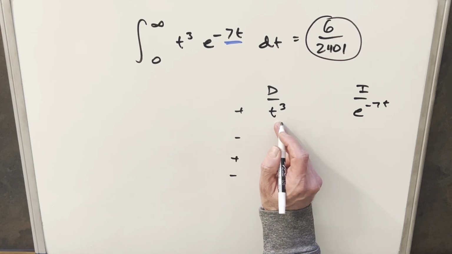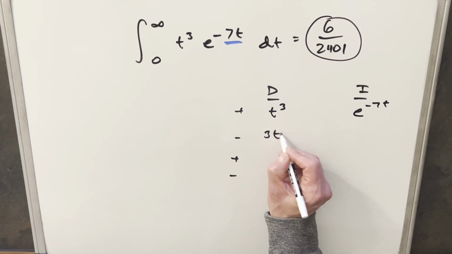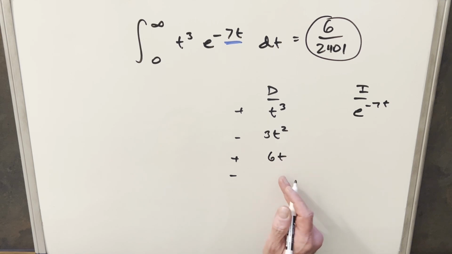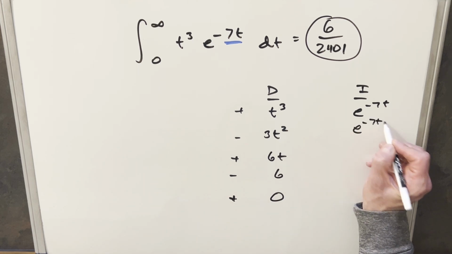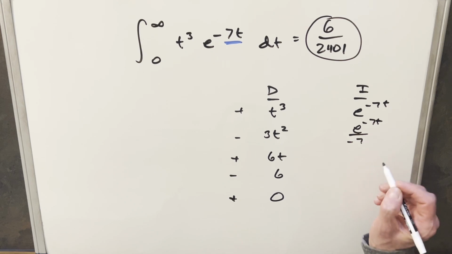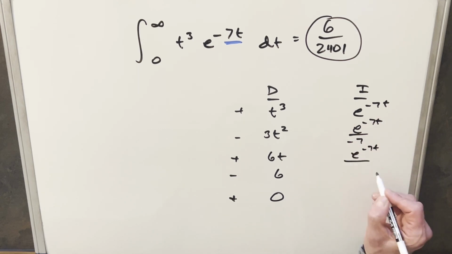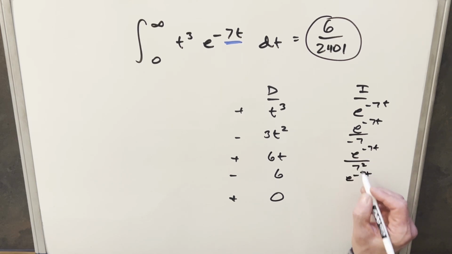So when we differentiate over here, the derivative of t cubed is going to be 3t squared. The derivative again of this is going to be 6t. The derivative of 6t is just 6. And then one more time, the derivative of 6 is just 0. And then here, integrating, this is going to be e to the minus 7t over minus 7. Doing it again, integrating, we're just going to keep bringing up minus 7. This is going to become over 7 squared. Then here for the next one, this is going to become minus 7 cubed. Kind of short on space.